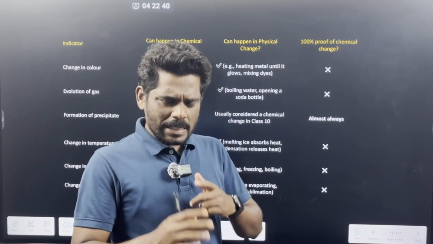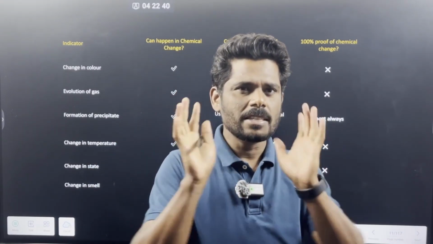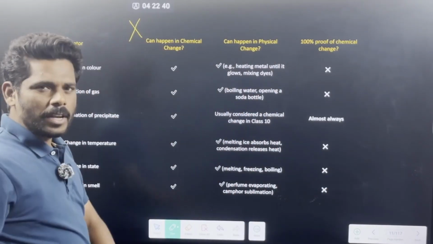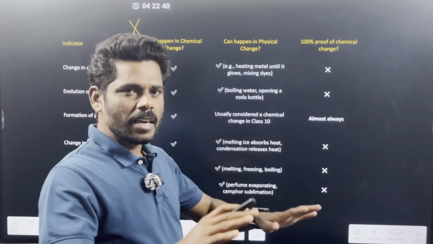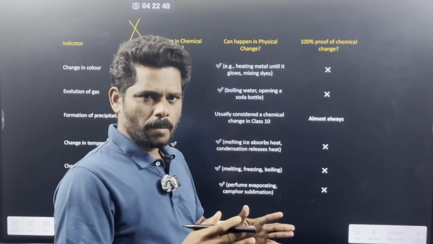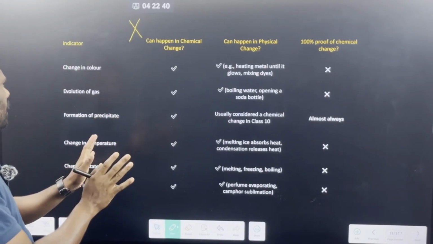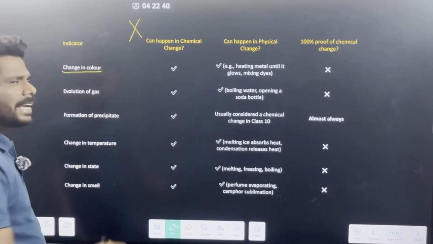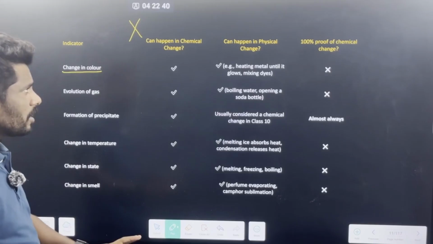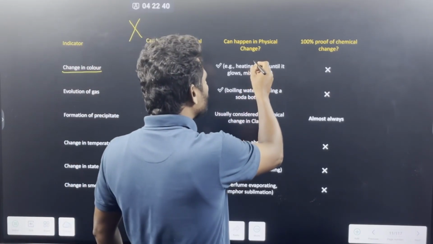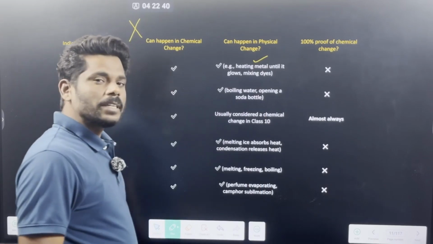So by seeing those changes, by seeing those indicators, can we confirm those changes as chemical changes? Absolutely not. Just by seeing the indicators, you cannot confirm a given change as a chemical change. Why? Because if you look at this table, it simply conveys, for example, change in the color is an indicator of a chemical change, that is chemical reaction. Actually, this change in the color may also be seen in a physical change.